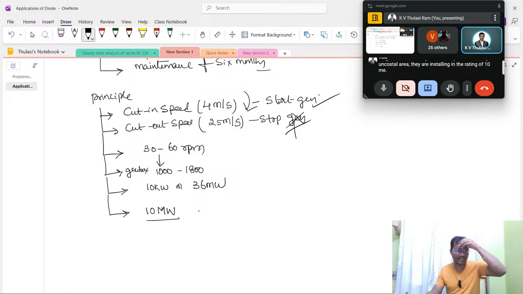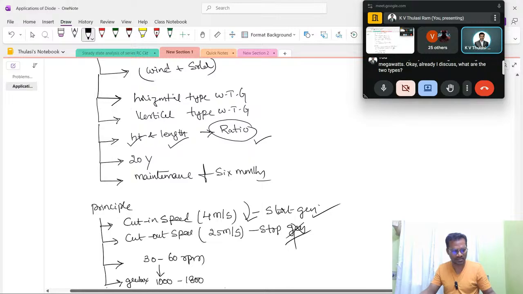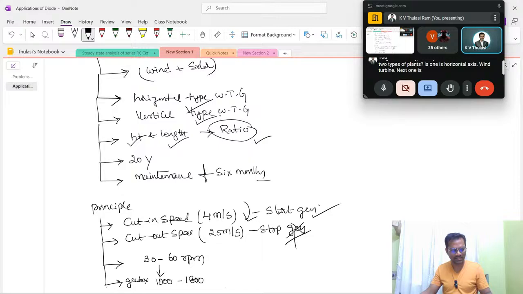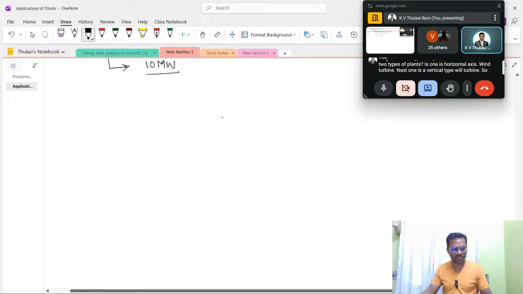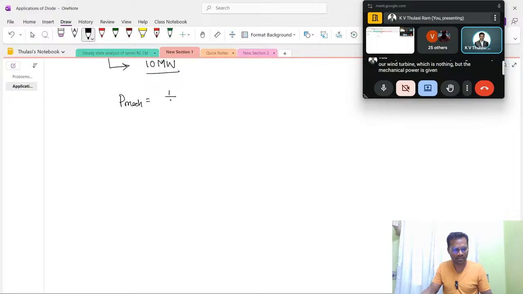Okay, already I discussed the two types of plants: one is the horizontal axis wind turbine, the next is the vertical type wind turbine. So what is the logic of power generation? Let us see what power is generated by our wind turbine, which is the mechanical power given by the formula half into rho into A into V cube multiplied with Cp.